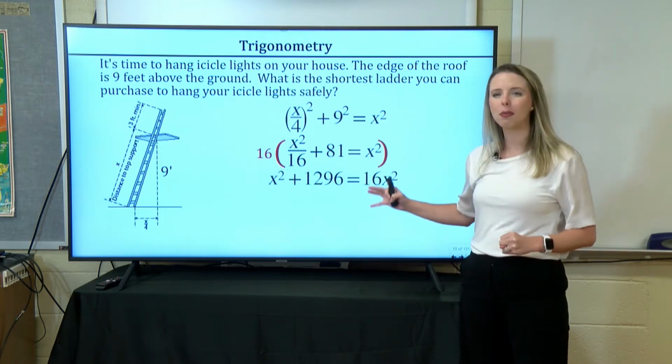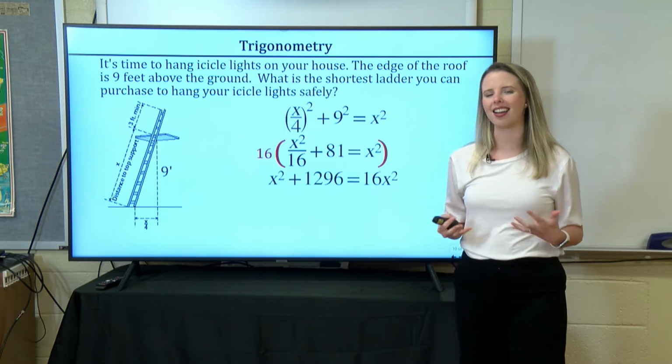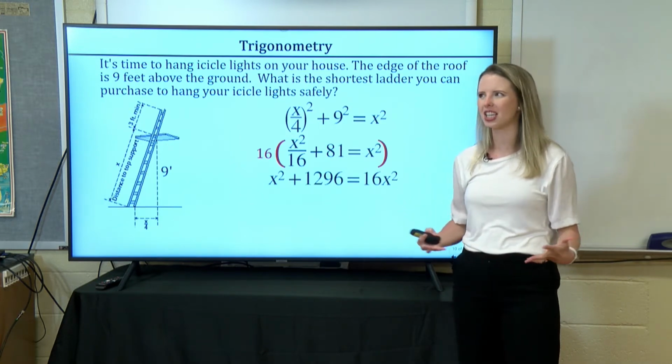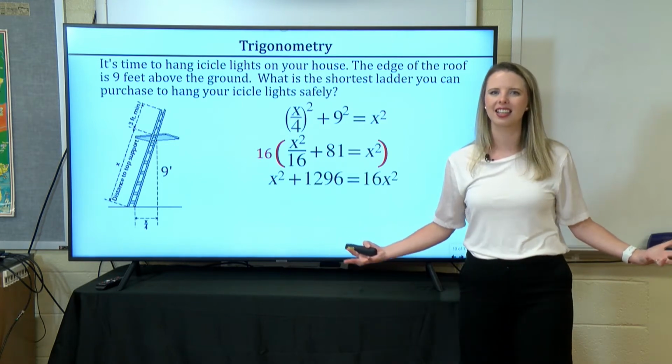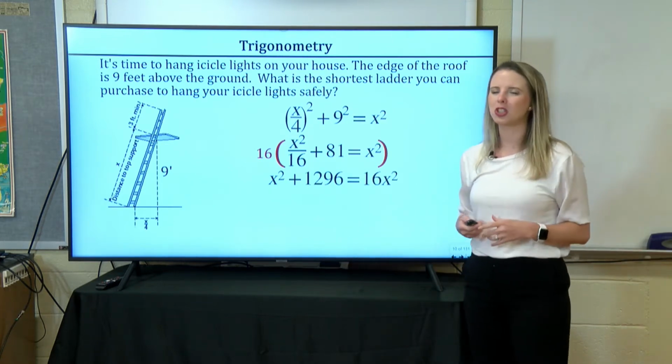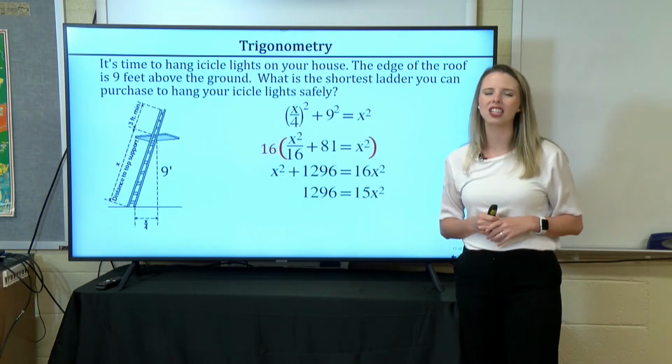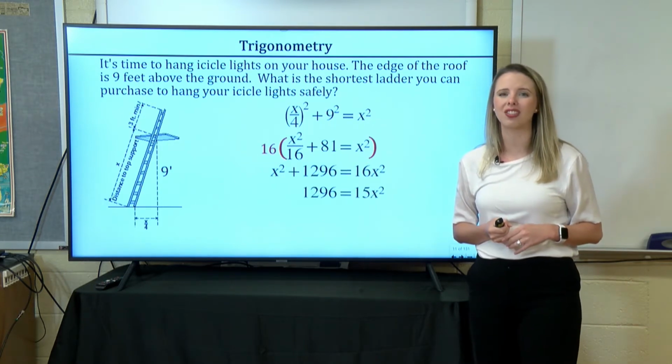So now, remember, the goal of an equation is to determine x. To do that, we need to isolate x. So how are we even going to begin that process when we have x's on both sides? We're going to move them together by subtracting this x squared from both sides, and that's going to result in 1,296 equals 15x squared.